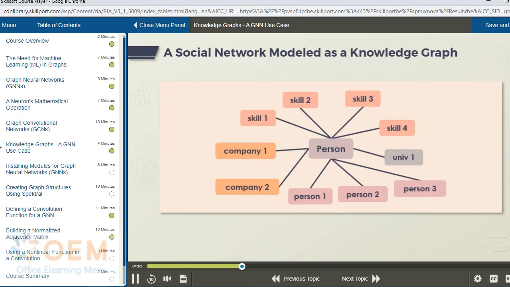Well, here is an example of a social network which is modeled as such. Right in the middle here, we have a person who is related to a number of other persons, and then various details corresponding to the person, which could be modeled as properties, are in fact represented as nodes to which the person is connected. These include companies which the person has worked for, various skills which they possess, as well as the university they graduated from.